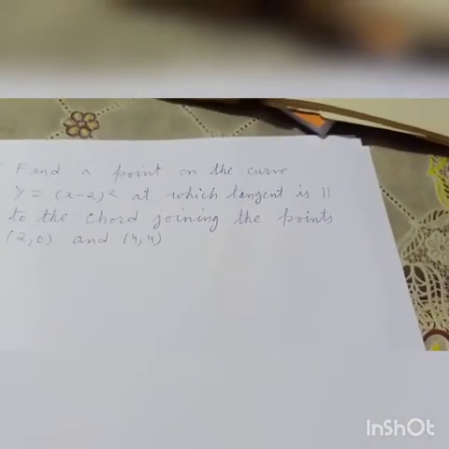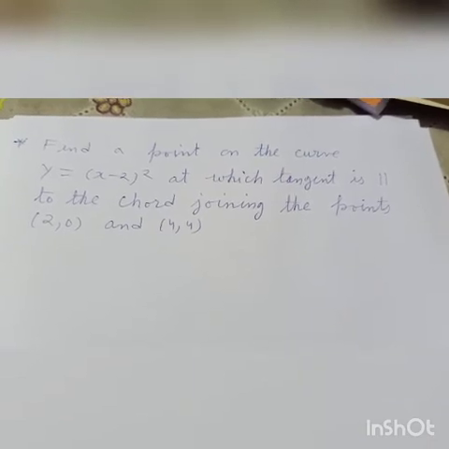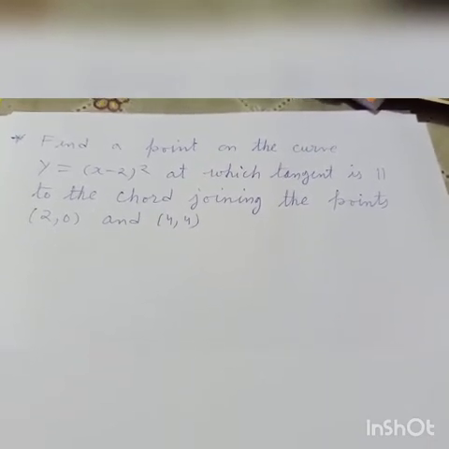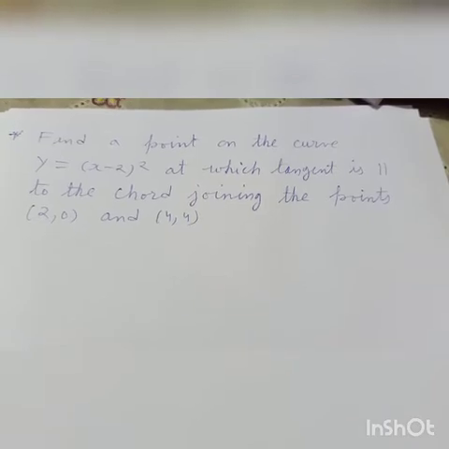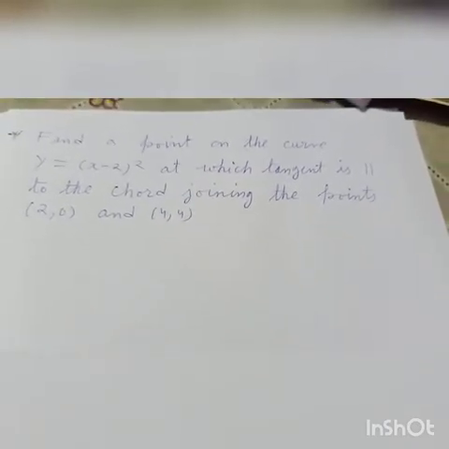Now we go to the next question. The question says: find a point on the curve y equal to (x minus 2) whole square at which the tangent is parallel to the chord joining the points (2, 0) and (4, 4).